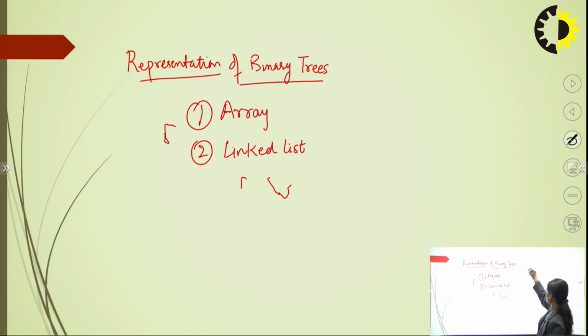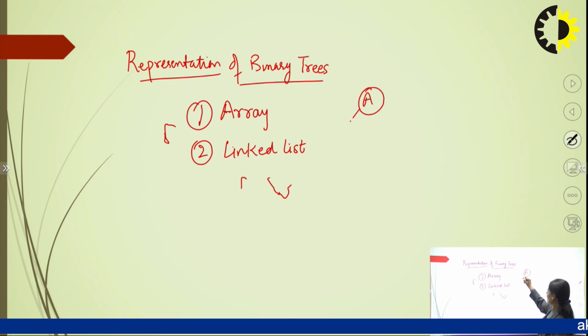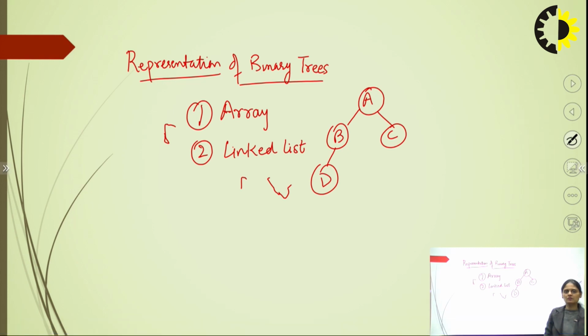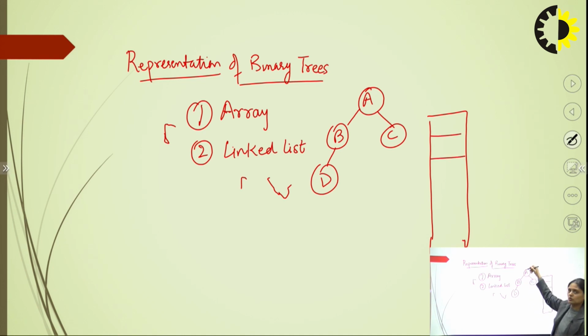For example, I am having a binary tree A, B, C and maybe D. Now, in case of arrays, we represent this in the form of a 1D array. So over here, suppose this is a 1D array. This root will always take the first position, and thereafter the left child will take the second position, then the right child will take the third position and so on.